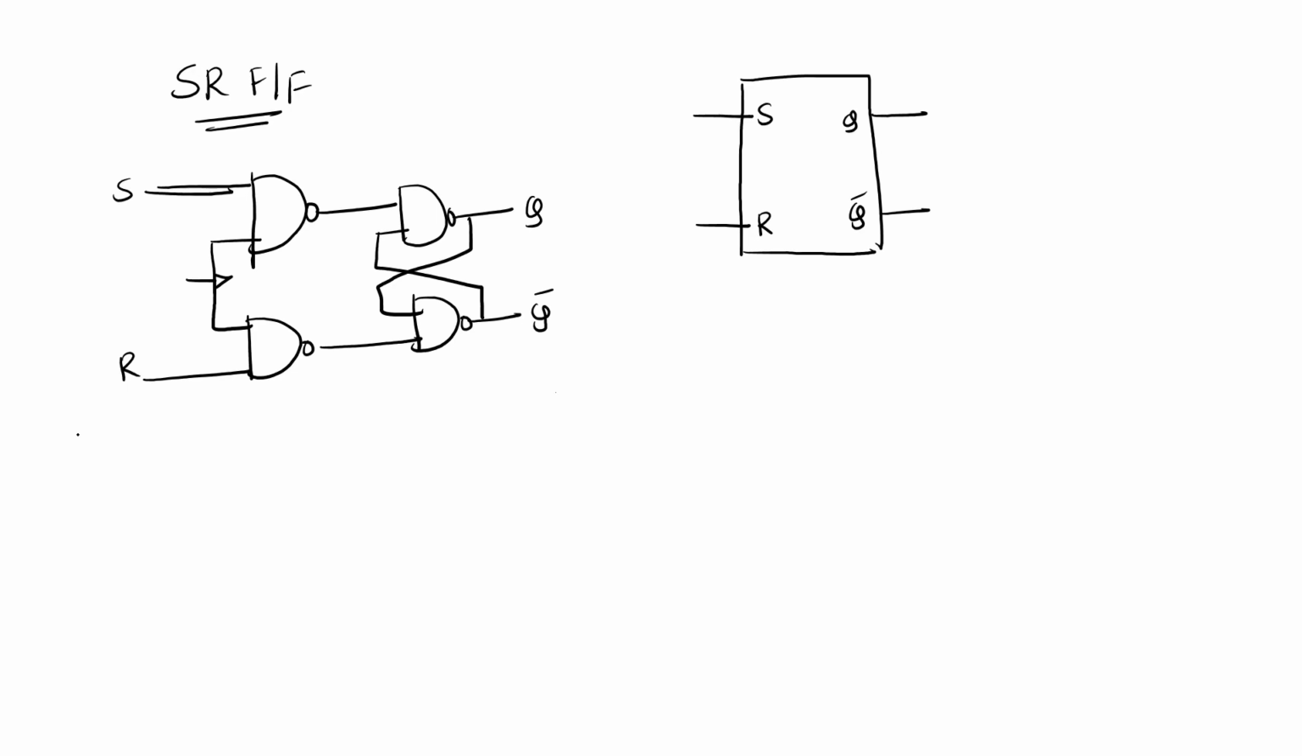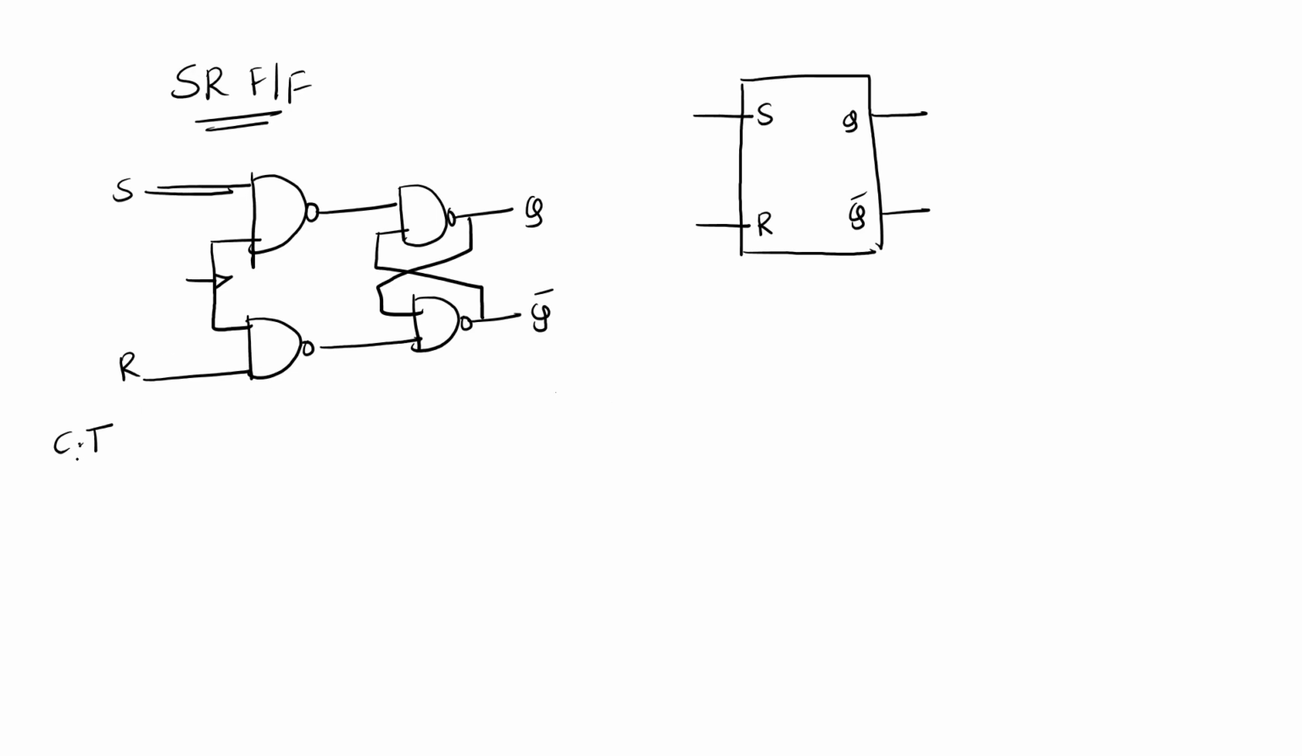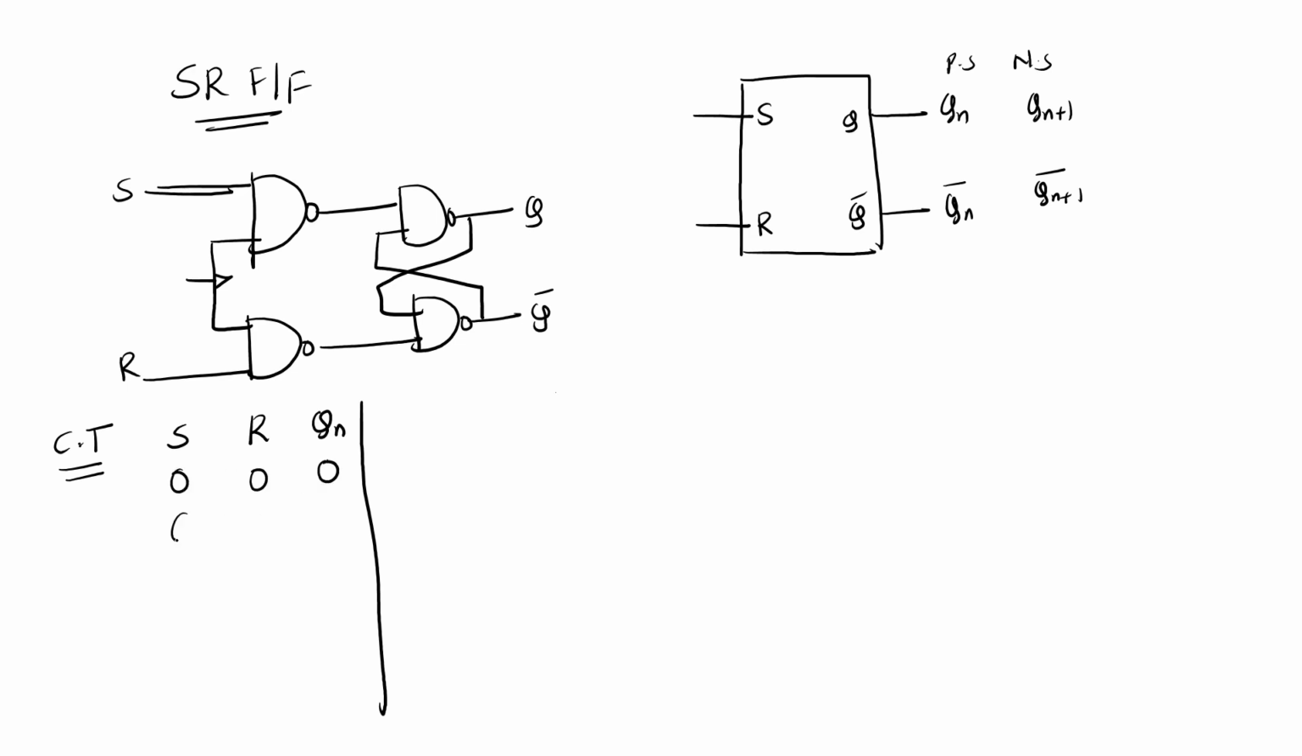If you see the characteristic table, what are the inputs? S, R and Qn. Here the present state is Qn, and the next state is Qn plus 1 and Qn plus 1 bar. That operation we already discussed in the gated SR latch. How many possible combinations? In total you have 8 possible combinations: 0 0 0, 0 0 1, 0 1 0, 0 1 1, and next 1 0 0.